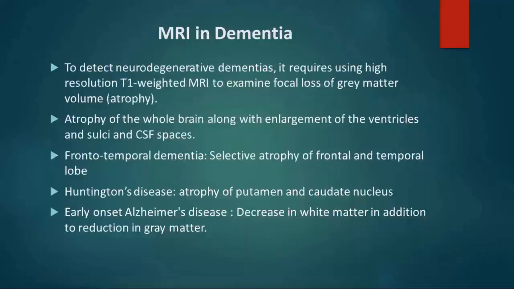MRI also helps to detect atrophy of the putamen and the caudate nucleus in patients with Huntington's disease.